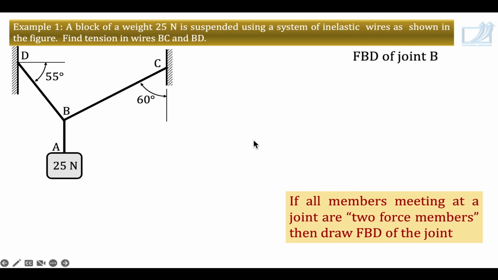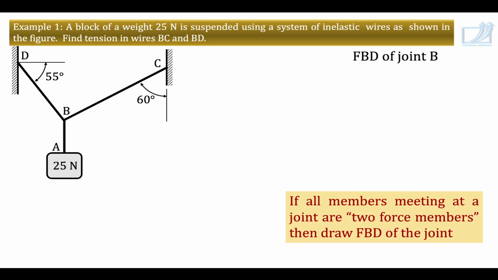Now one more thing, pay attention to this. When you say diagram of a body under consideration, this phrase, body under consideration, is a concept. A body under consideration need not be a body. It can be a group of bodies together, or it can be a portion of the body, or it can be a single point in the body. So body under consideration can be anything.